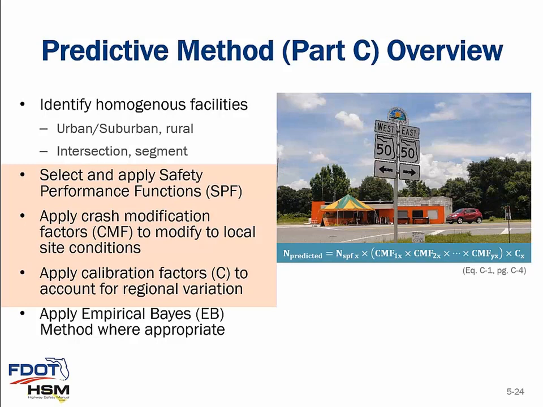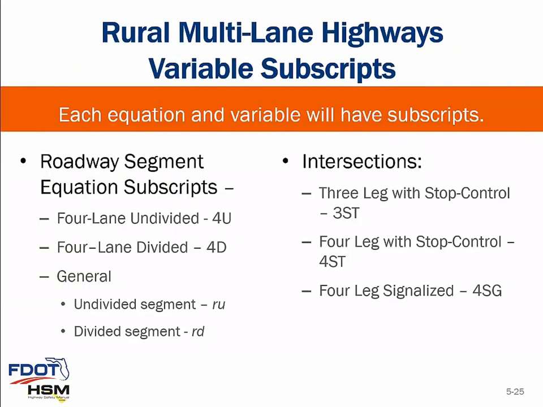So I'm going to move on to SPFs, crash modification factors, and the calibration factors that are specific to the rural multi-lane highway. First of all, let's talk a little bit about subscripts. Each equation and variable will have a subscript. In this particular case, very similar again to what we previously discussed in the rural two-lane highway webinar, but this has one more subscript for roadway segments.